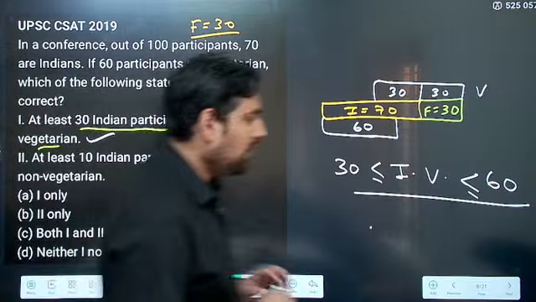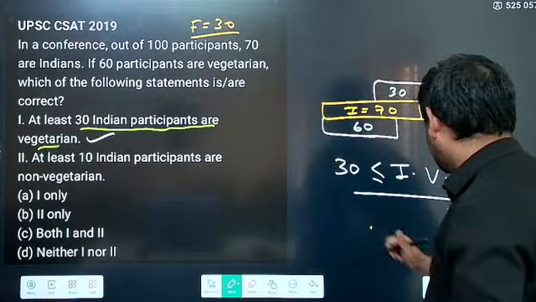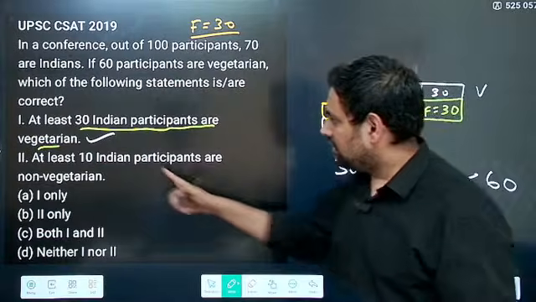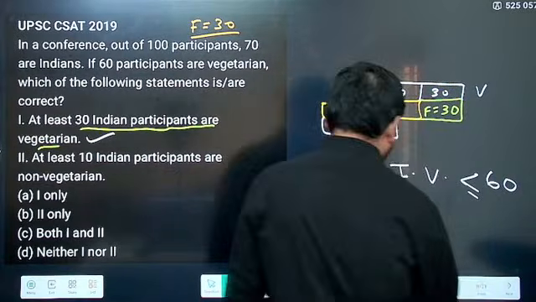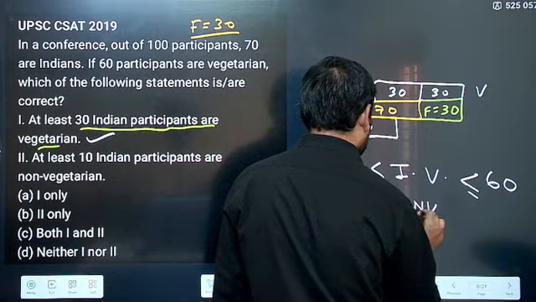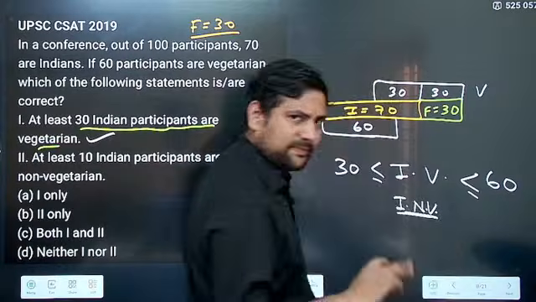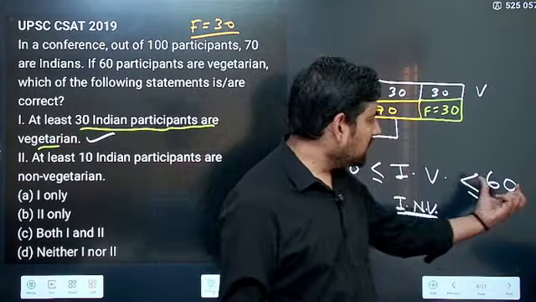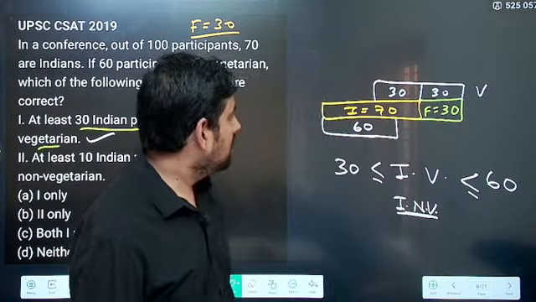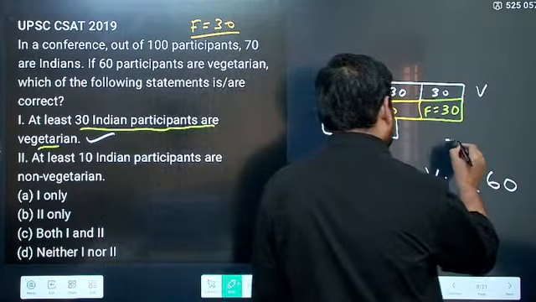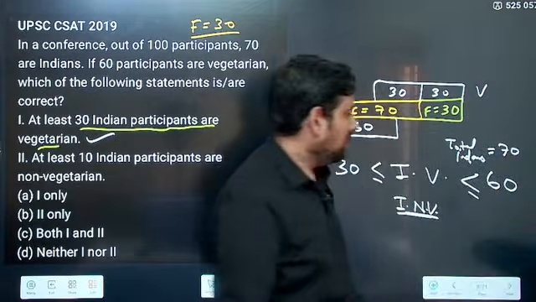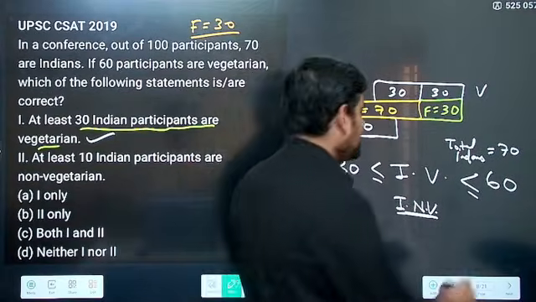Then now just slightly you have to think more. So basically now it is telling about Indians who are non-vegetarian. Now see, now see. Indians who are non-vegetarian. Now how do I find this? Now take the extreme cases. If 60 Indians are vegetarian, how many Indians are non-vegetarian? Tell me this. Total 70 Indians are there. Total Indians is 70. Now 60 are vegetarian. How many are non-vegetarian? 10.